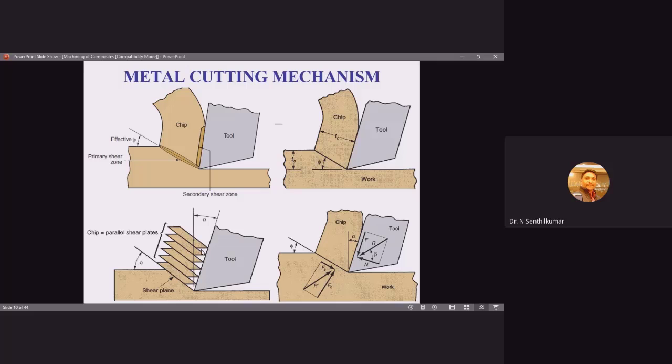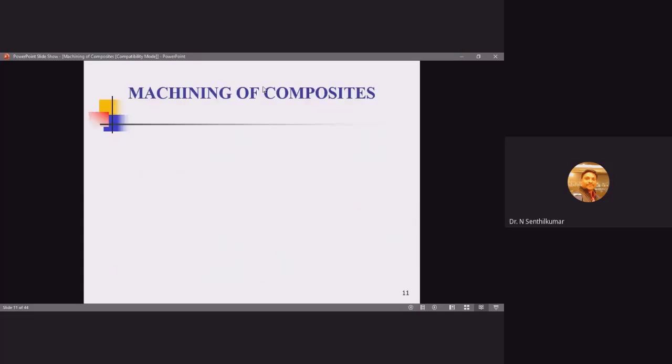So these are the cutting forces that act on the tool and on the workpiece. This is the generalized metal cutting mechanism. Even the cutting forces, the shearing actions, and the chip formation, everything is given in one frame.